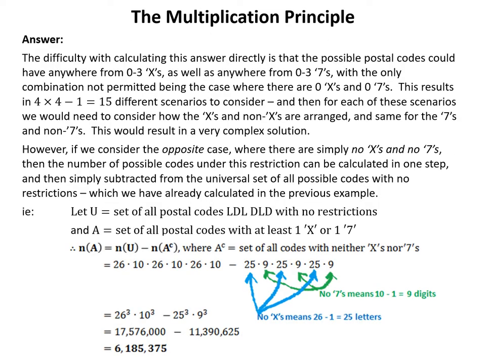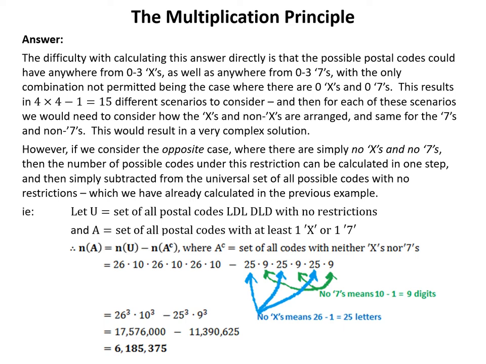The difficulty with calculating this answer directly is that the possible postal codes could have anywhere from 0 to 3 X's, as well as anywhere from 0 to 3 7's, with the only combination not permitted being the case where there are 0 X's and 0 7's. In other words, there are no X's nor any 7's.